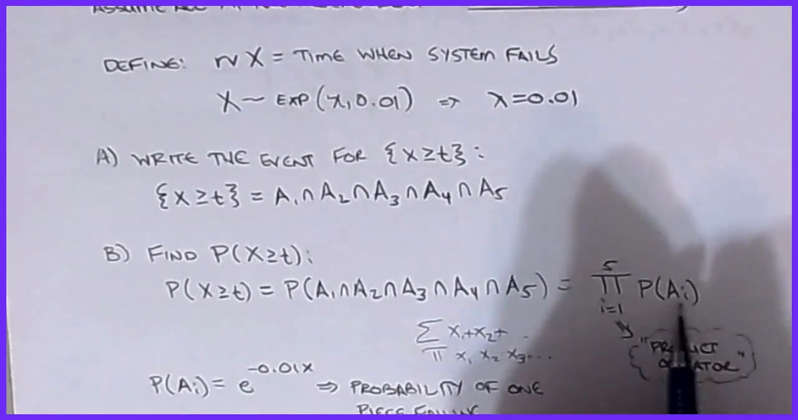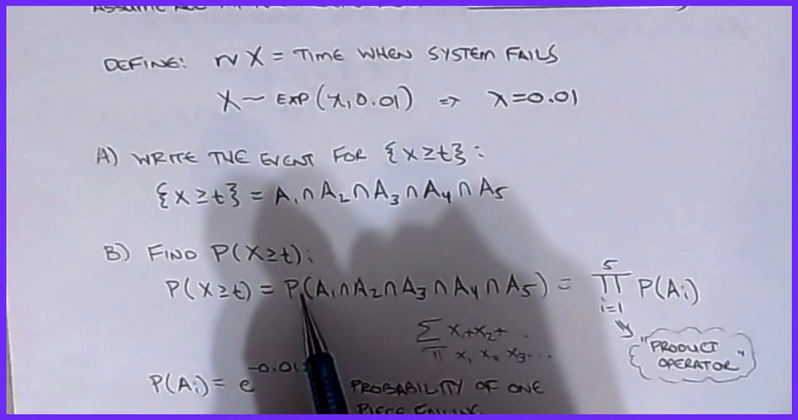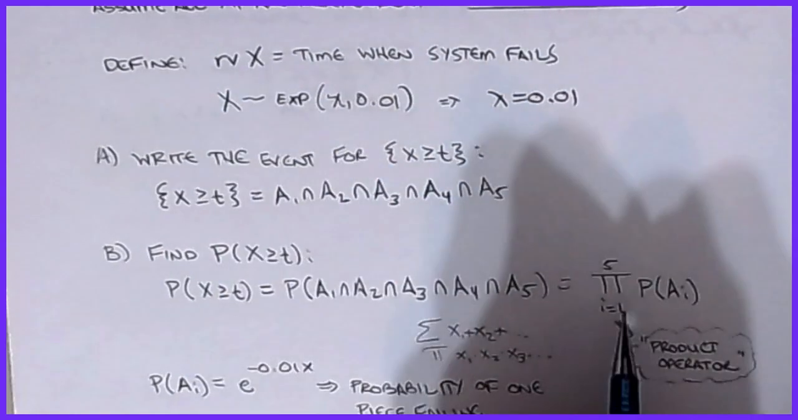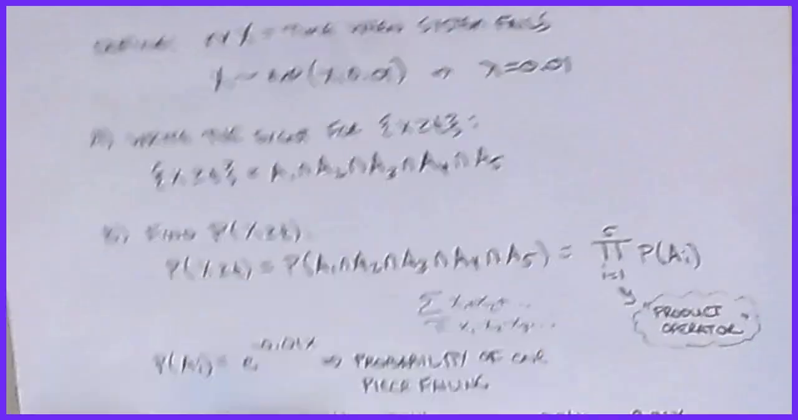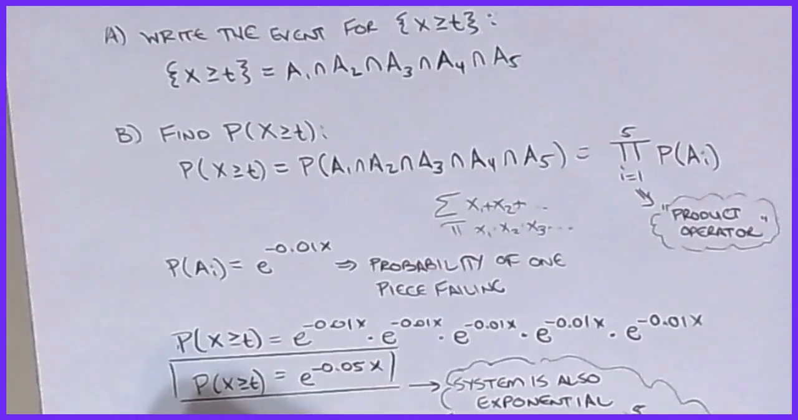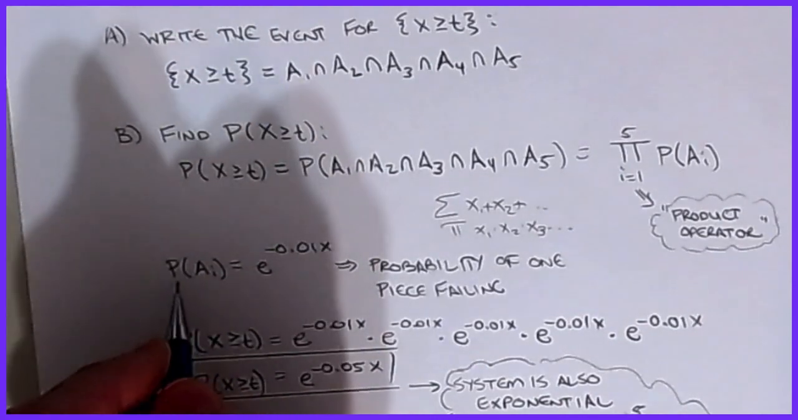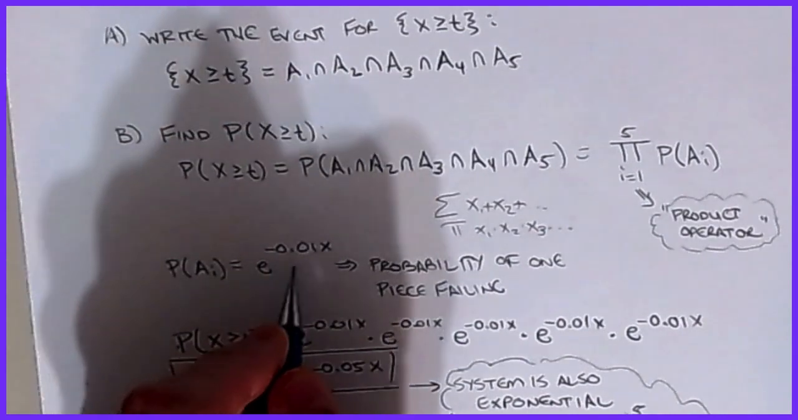If we say that they're all independent events, then we know that the intersection of all 5 of these is basically the probability of each individual one multiplied together. That's why we can use a product operator here. So what happens is we know that for one component, the probability of that element lasting is e to the minus 0.1x.